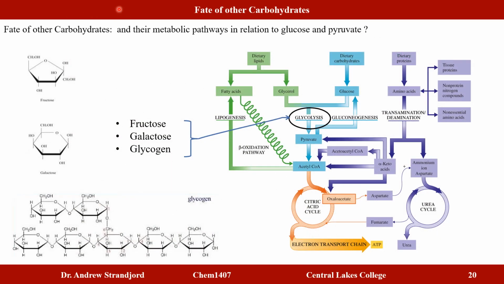So far, we have talked about the fate of glucose moving through the metabolic pathways to form pyruvate. What about other carbohydrates like fructose, galactose, and the polysaccharide glycogen? Those can also enter into the glycolysis process to form pyruvate. Let's take a look at each of these 3 different molecules as representative cases of how monosaccharides and polysaccharides can be metabolized into the glycolysis process.